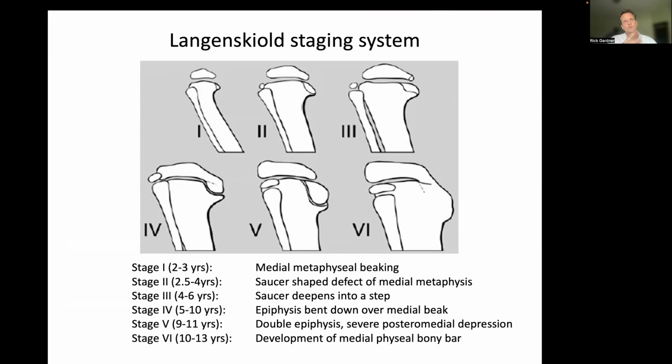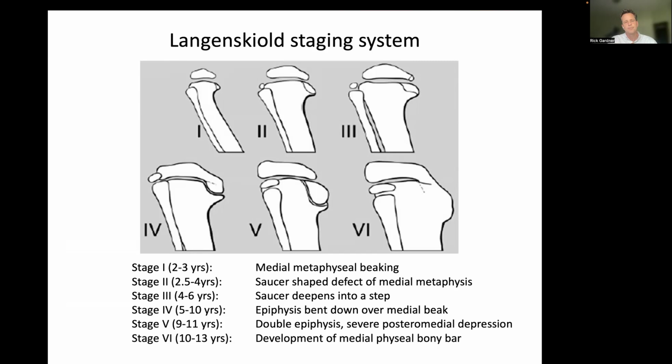In stage 3, this saucer is no longer quite such a shallow saucer. It's more like a step, more of a right angle defect in that medial tibial metaphysis. Often you see this later, at the age of 4 to 6 years of age. And then in stage 4, the epiphysis starts to bend down over. Now, sometimes you don't see the epiphysis bending down over the proximal tibial metaphysis. Sometimes you just see a defect because often that epiphysis hasn't ossified yet, but you would see that with an MRI scan.